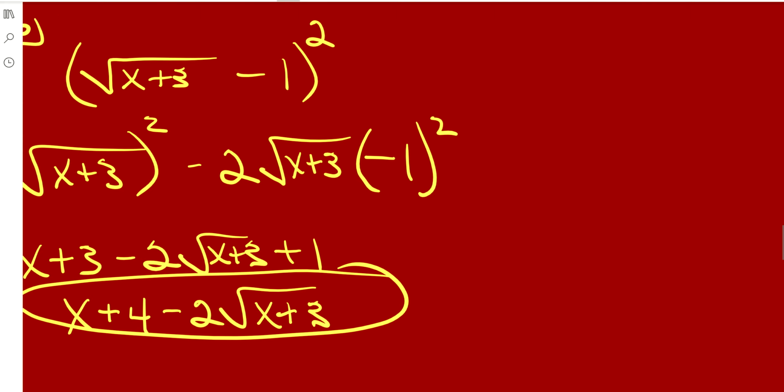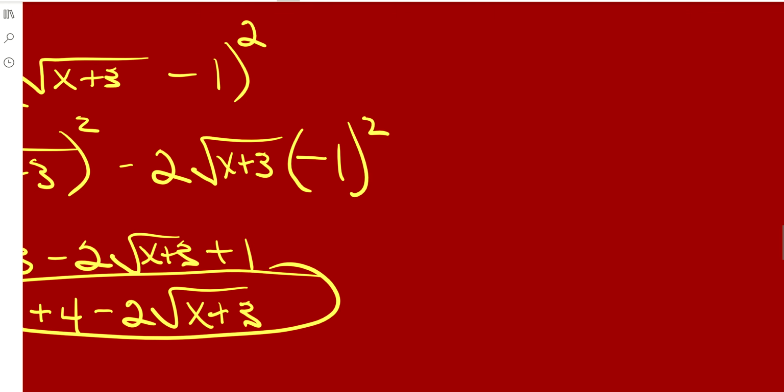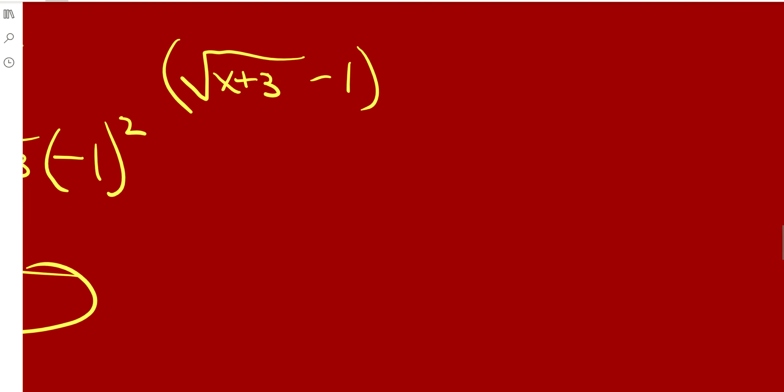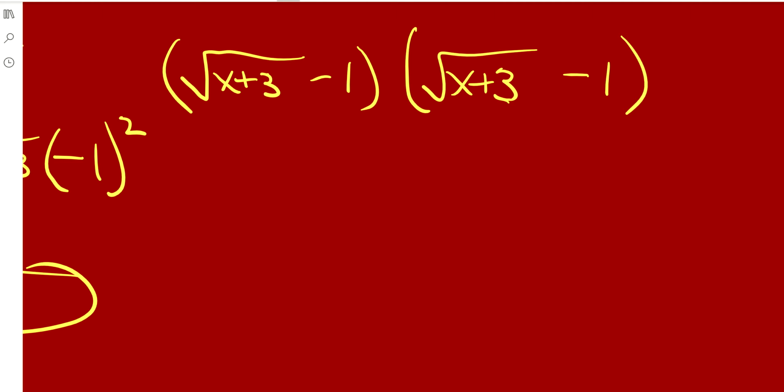I'm going to slide over here a moment and write that up again. Here I've got the square root of x plus 3 minus 1 times the same thing again, square root of x plus 3 minus 1. And then same problem, only I'm going to FOIL it.